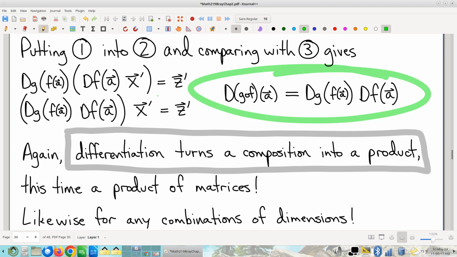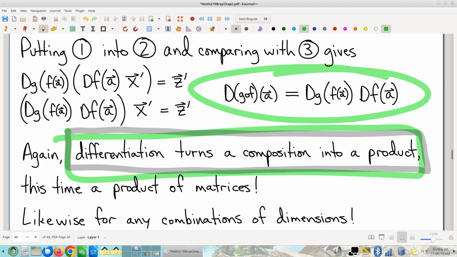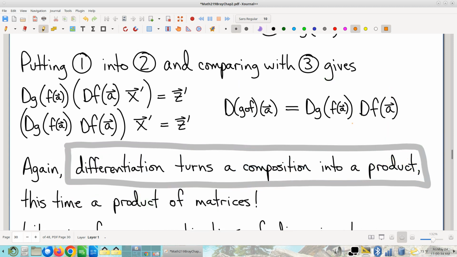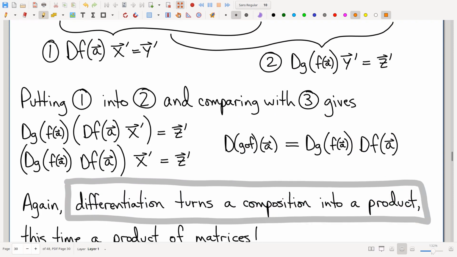The big idea summarized very nicely right here is that what differentiation does is it turns a composition into a product, and in this case a product of matrices. Now let's walk through real quick to remind ourselves where this comes from. Oh, and let me click into full screen mode. There we go. So where does this come from?